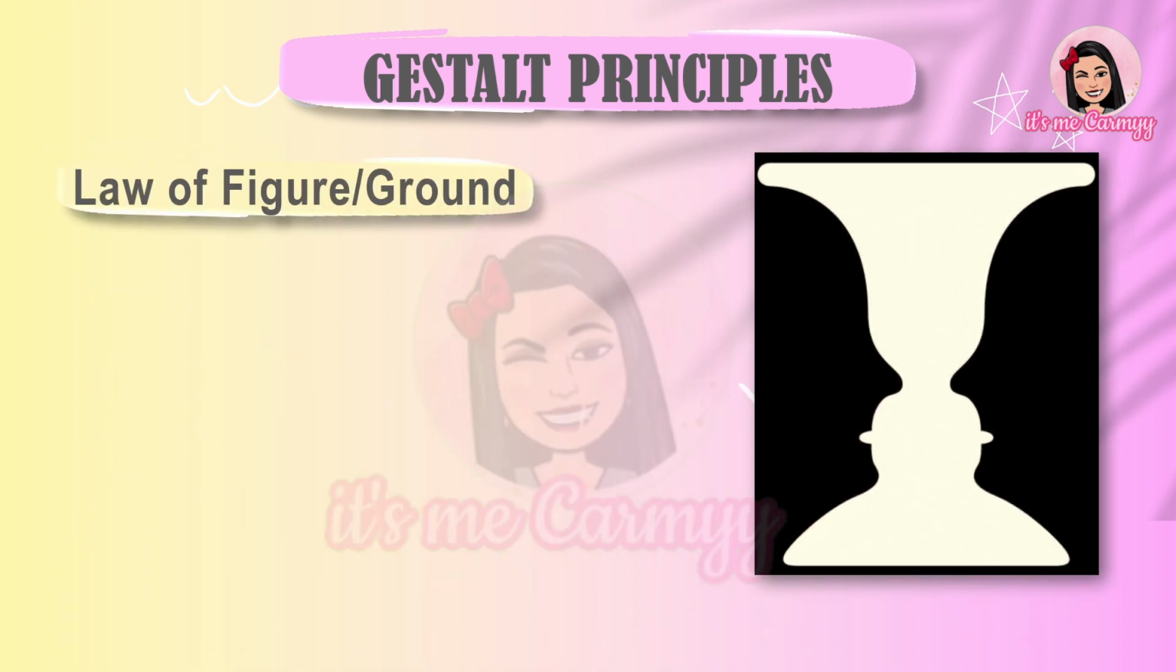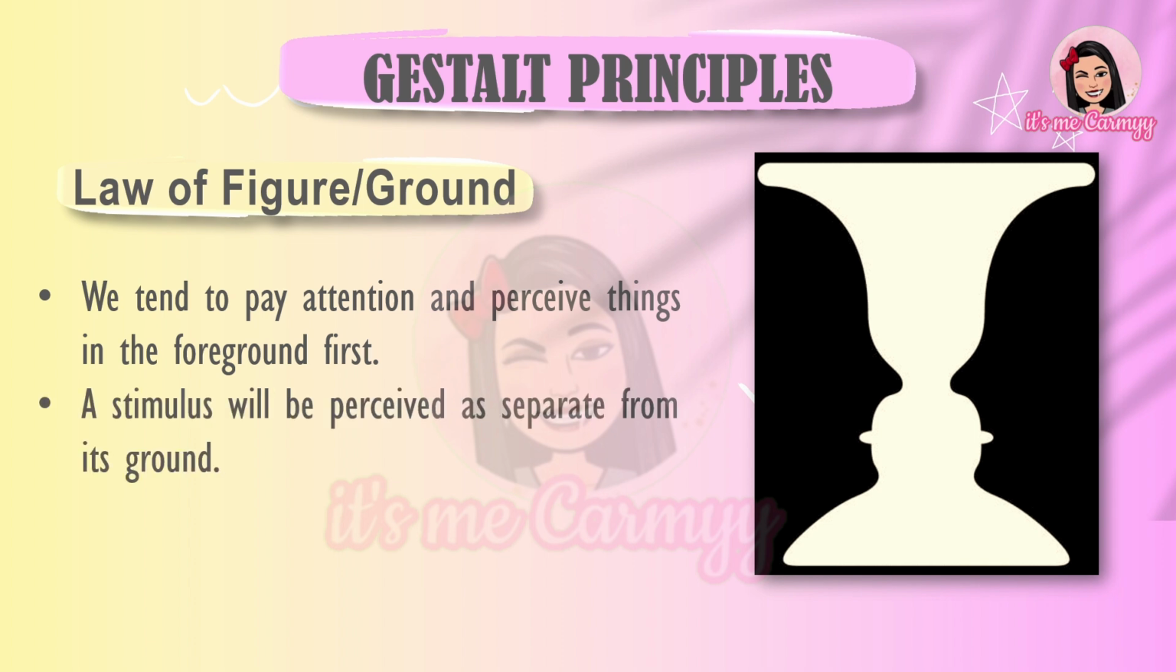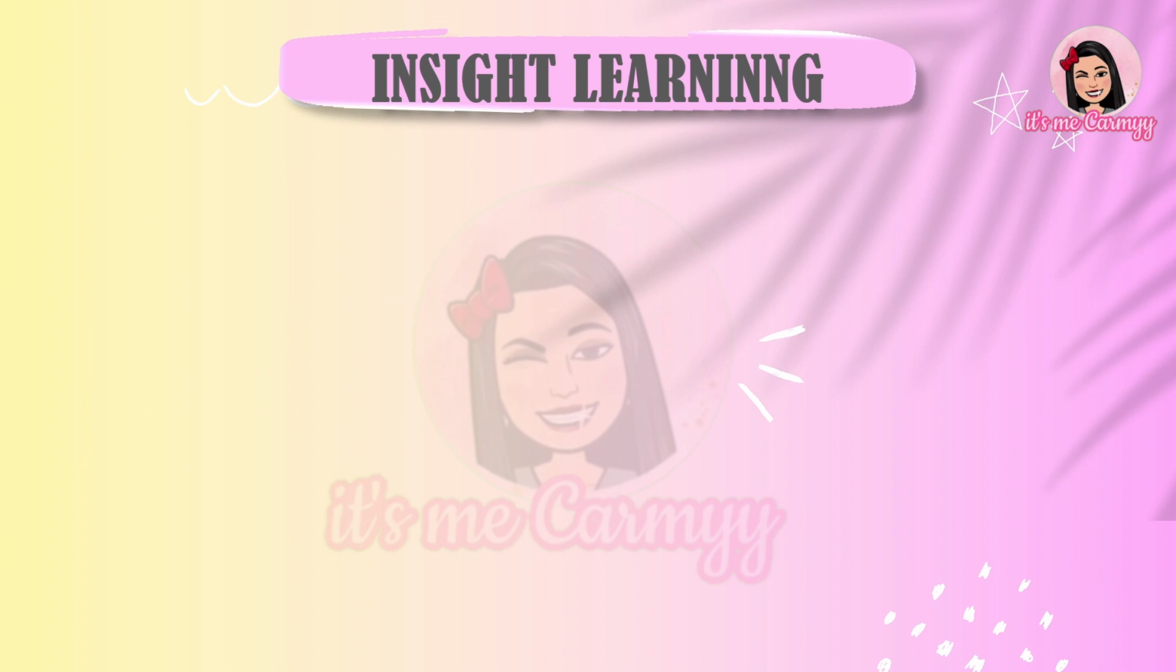And lastly, the law of figure or ground. We tend to pay attention to and perceive things in the foreground first. The stimulus will be perceived as separate from its ground.